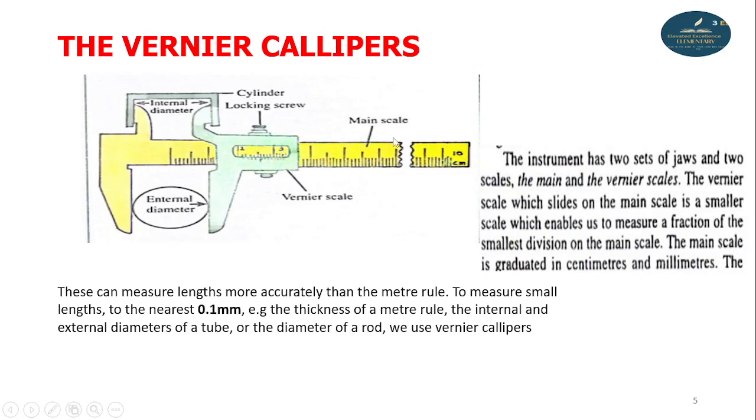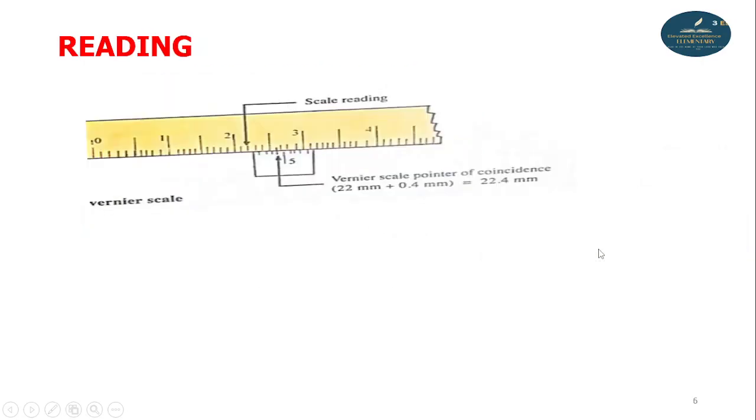So, where is the first scale? Here is known as the main scale, and this is the vernier scale. The vernier scale slides on the main scale, as you can see. It is a smaller scale which enables us to measure a fraction of the smallest division of the main scale. The main scale is calibrated in centimeters and millimeters.